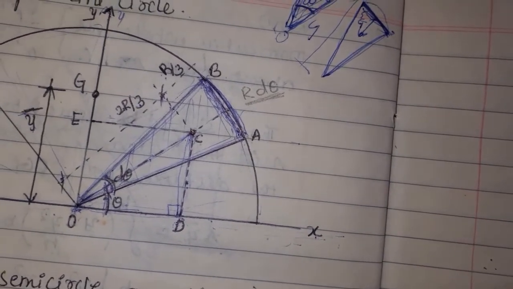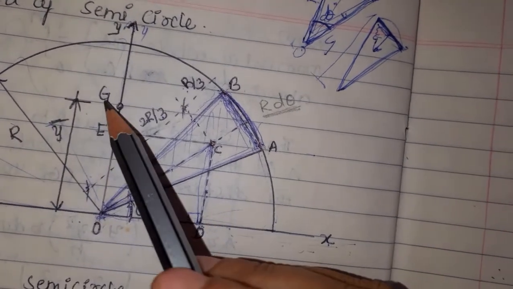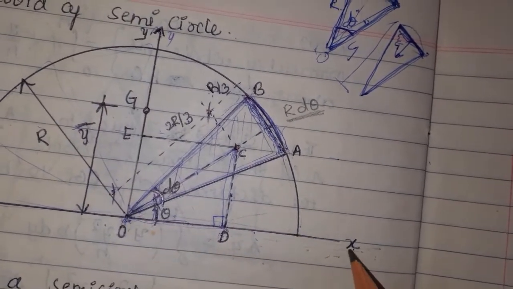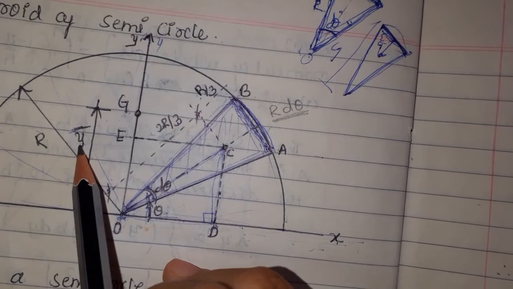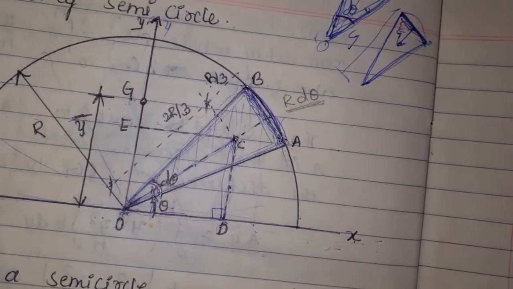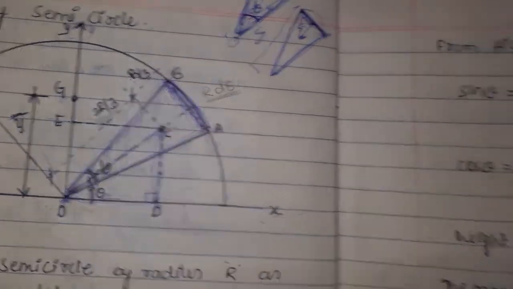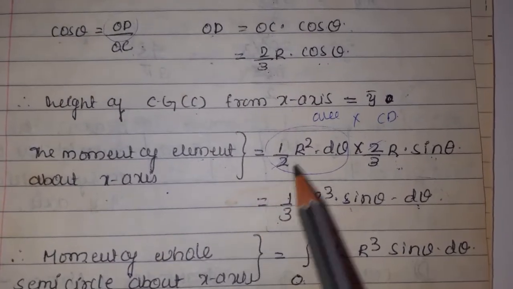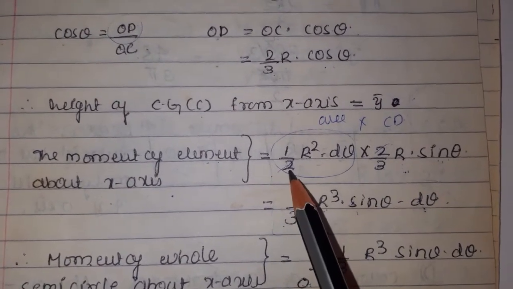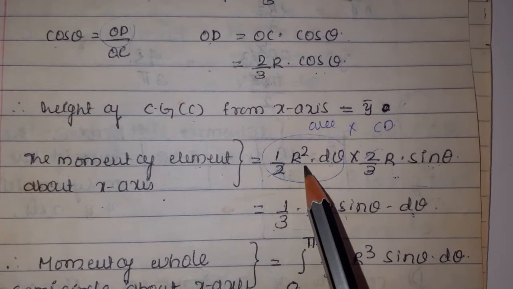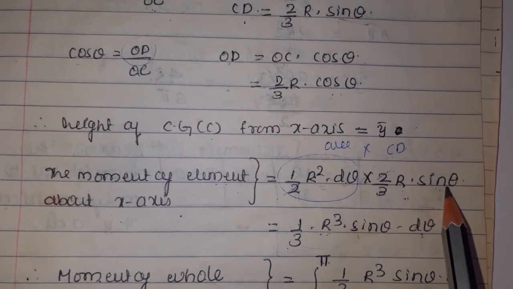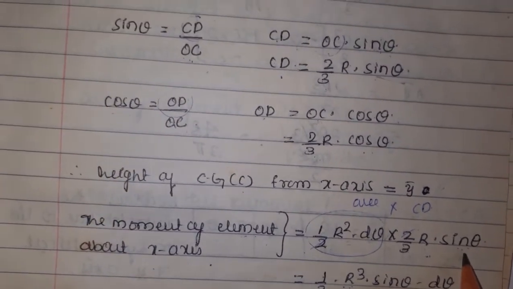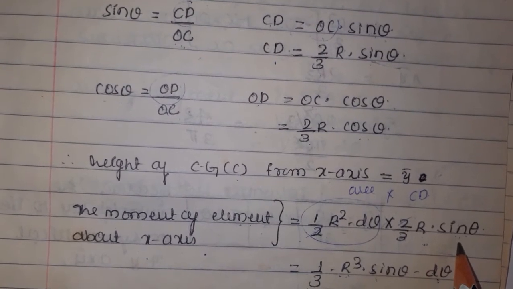Next is the height of CG, that is the centroid from this x-axis. Let it be equal to y bar. We already found out the area of this elemental segment. Then the moment of that elementary section about the x-axis is equal to what? Area into perpendicular distance. Area is half into r square into d theta, into perpendicular distance, which is 2/3 of r into sine theta.